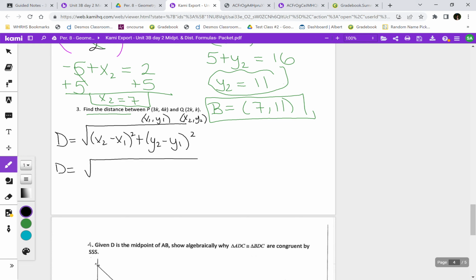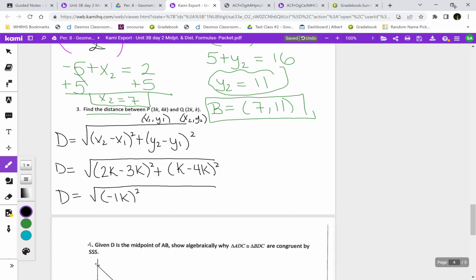So now we're going to plug in. I'm going to have (2k minus 3k) squared plus (k minus 4k) squared. And now we just simplify. Don't be scared by the variables. 2k minus 3k, isn't that negative 1k? And then k minus 4k, isn't that negative 3k?